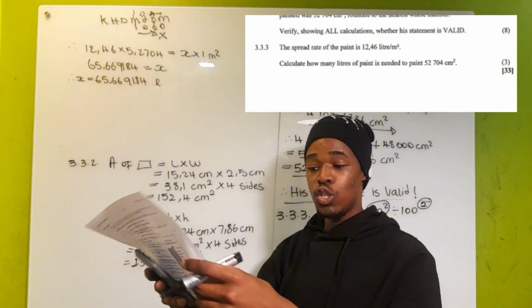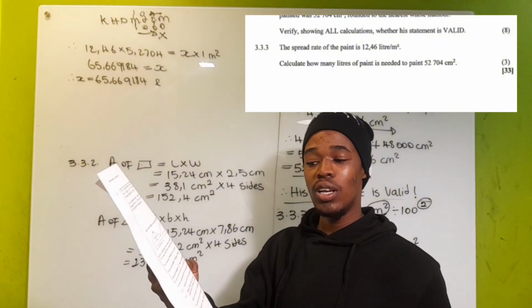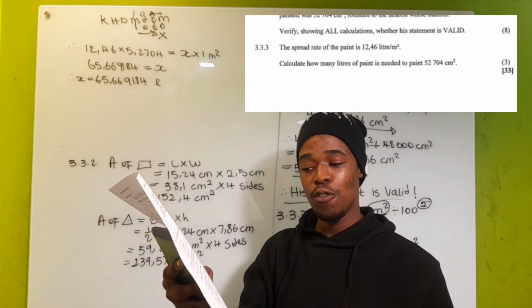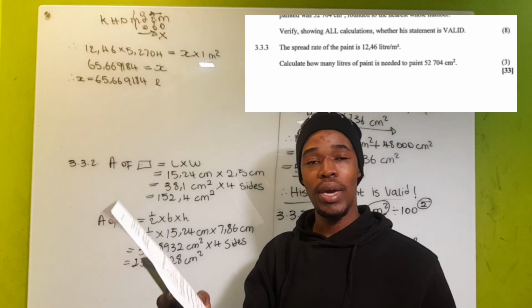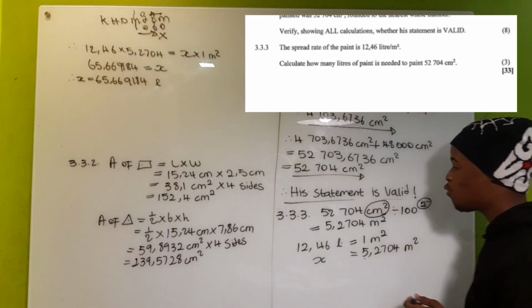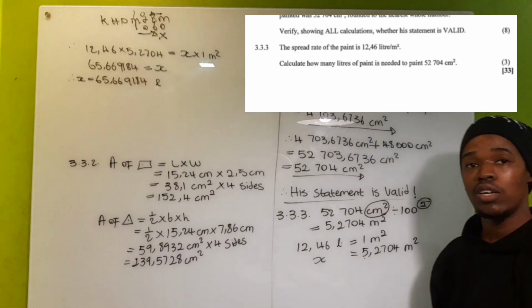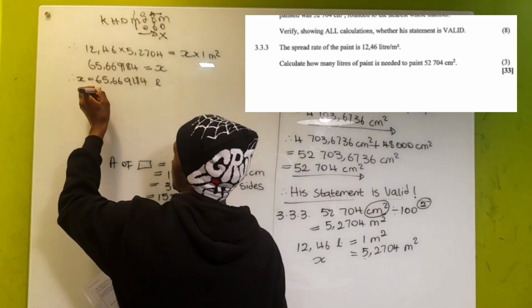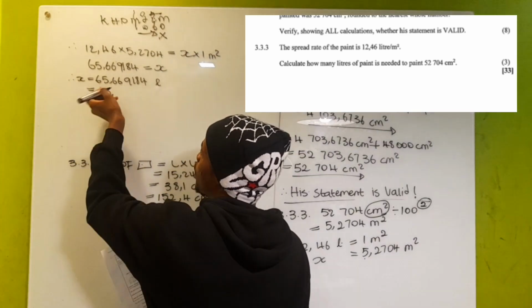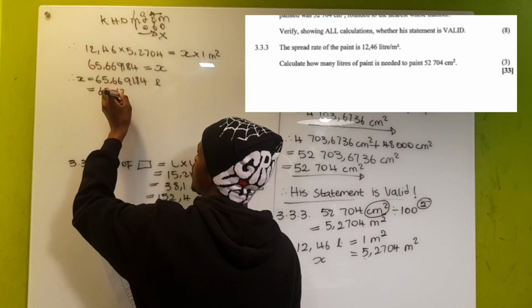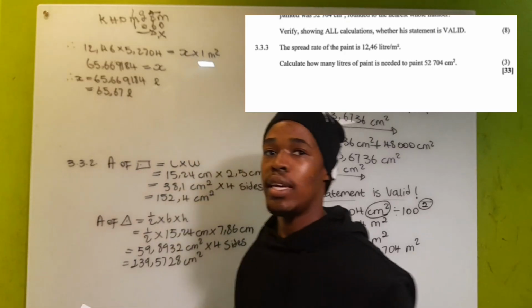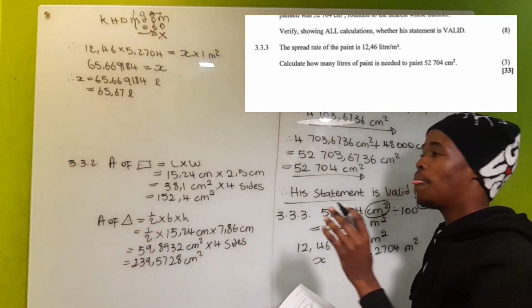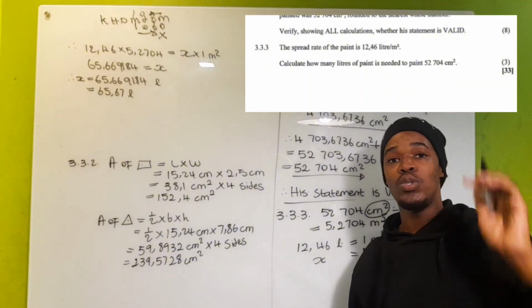Yeah? So just to go back to the calculation, we were calculating the amount of liters of paint that is needed to paint this area of 52,704 centimeters squared. So this means that, just to round it, we're going to need 65.67 liters of paint to paint our posts, including the post caps.